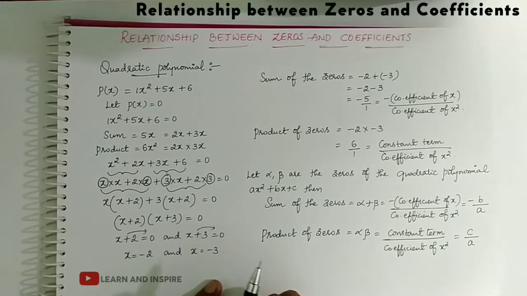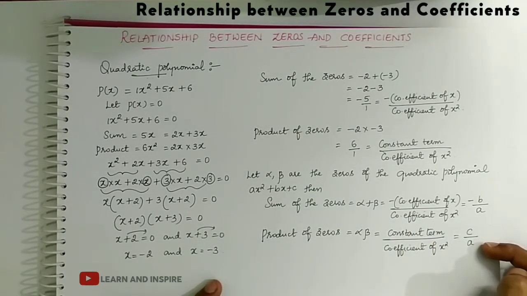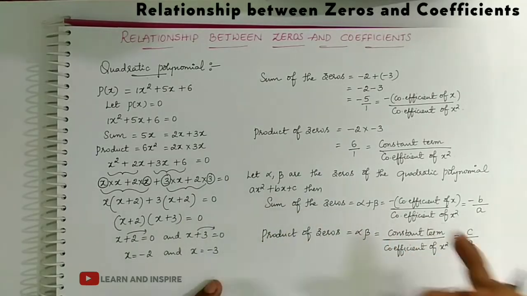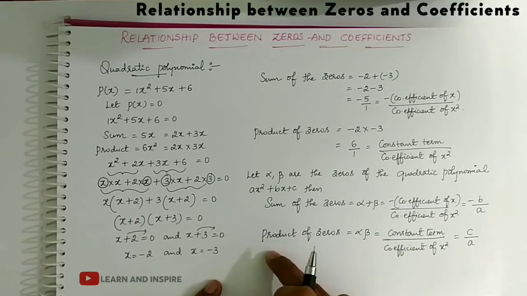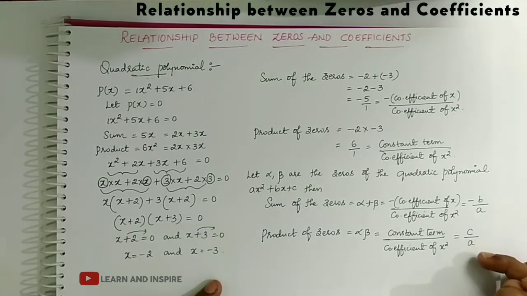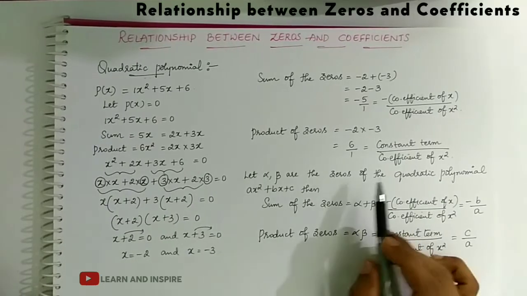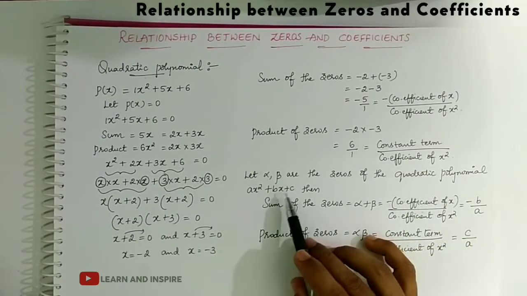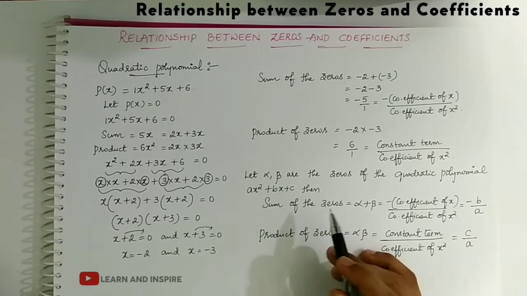So this is the formula we have to remember, sum of the zeros and product of the zeros. Sum of the zeros is equal to minus b by a. Product of the zeros is equal to c by a. So by using the quadratic polynomial, we can verify the sum and product of zeros by using the formulas minus b by a and c by a. Understood? Here, when a quadratic polynomial is given, we can find the sum of the zeros and the product of the zeros.